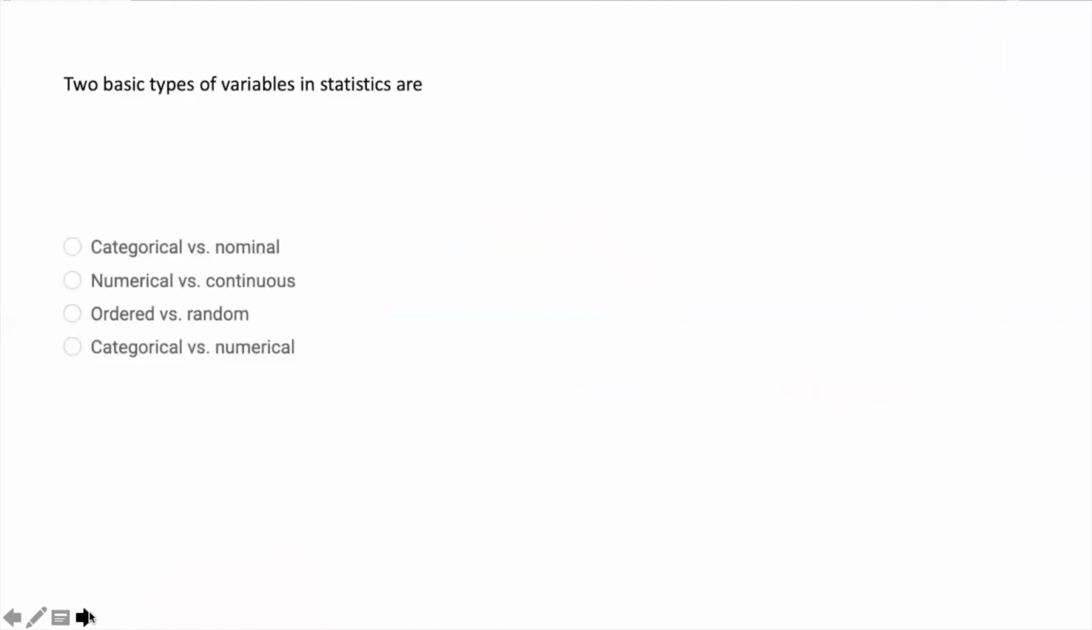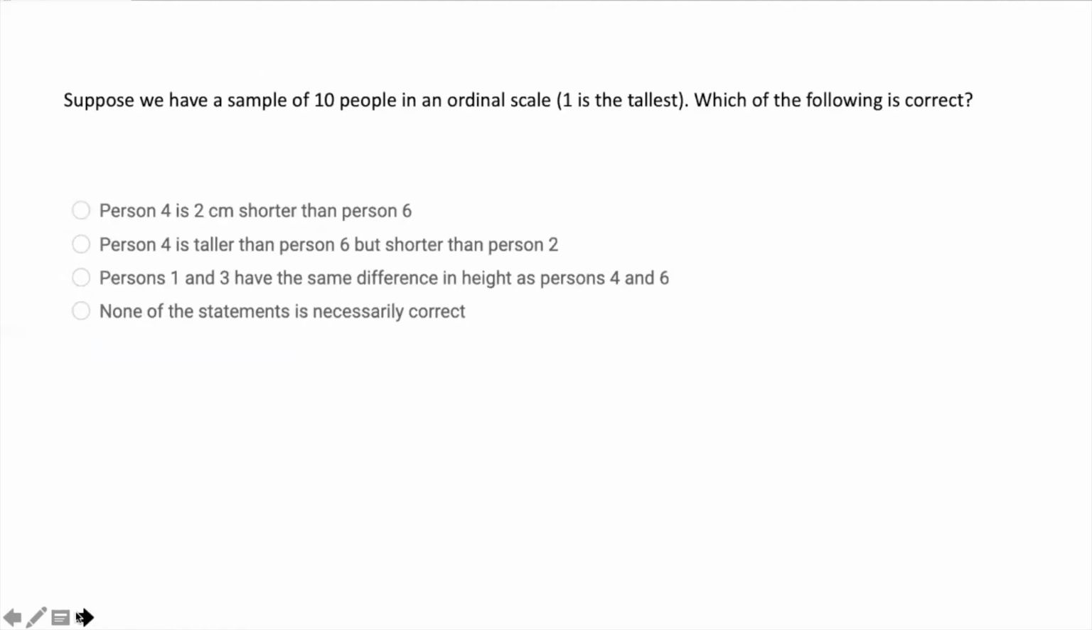Two basic types of variables in statistics, as we have learned, are categorical and numerical. Suppose we have a sample of 10 people in an ordinal scale. One is the tallest. Which of the following is correct? It is the second variant. Person 4 is taller than person 6, but shorter than person 2.